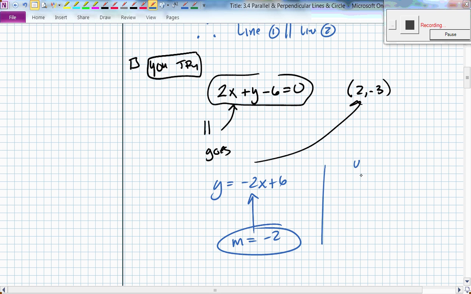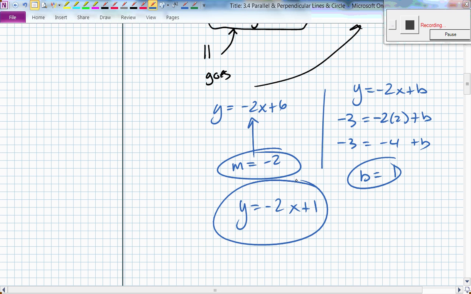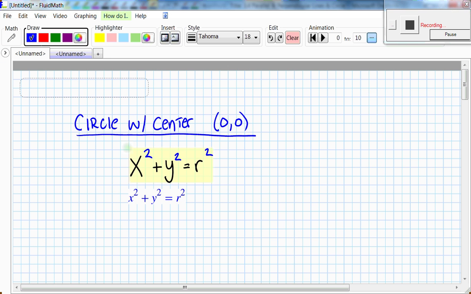Oh, did you write down a new line, like y equals negative 2x plus b? And then you plug in, so you did negative 3 equals negative 2 times 2 plus b. So negative 3 equals negative 4 plus b, so b is 1. Very good. So your new line looks like y equals negative 2x plus 1. We all agree with that? Okay, let's see if that is actually correct.